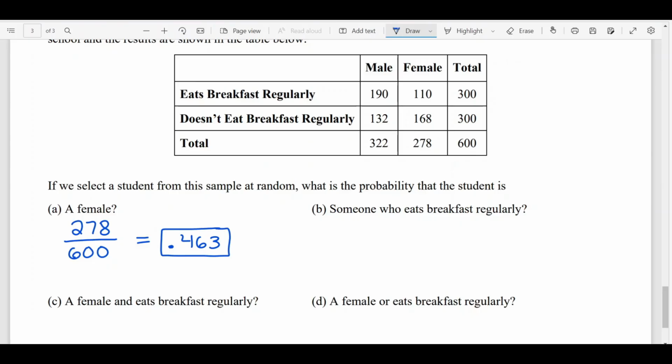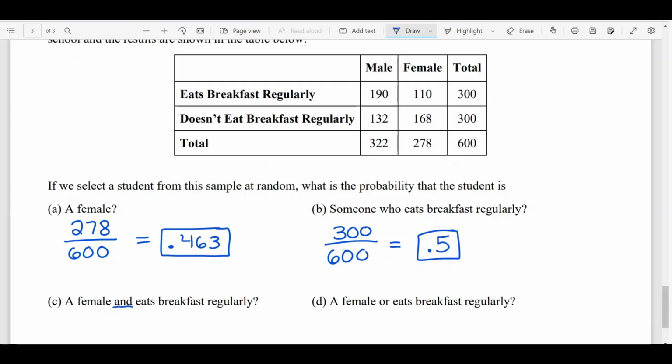Someone who eats breakfast regularly. So again, part B, we are just asking for breakfast regularly. Okay. So total, there were 300 people who eat breakfast regularly out of 600. And that is just such a pretty little probability there, 0.5.